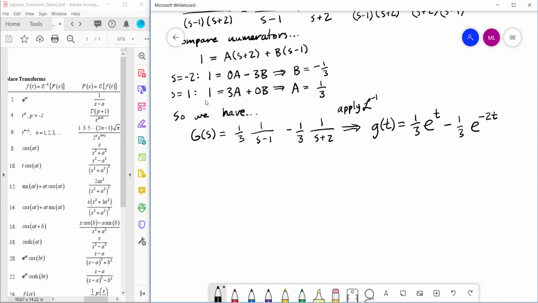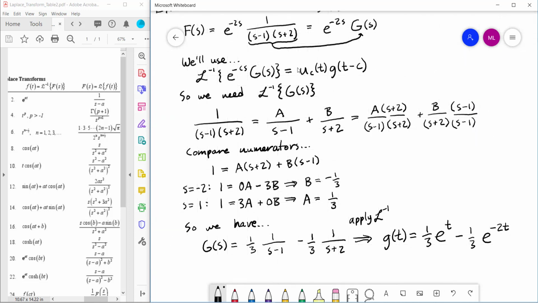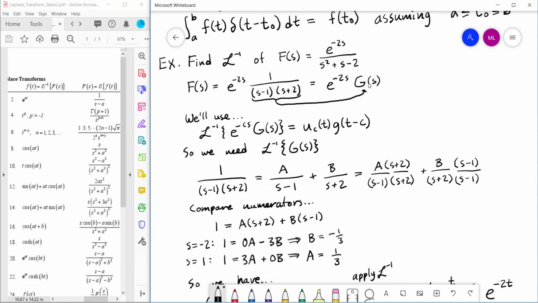So we'd get e to the -2t. So there's what our g of t looks like. But remember, that's not our answer. Our answer is going to be this, because we have something that doesn't just look like the inverse transform of g of s, it's the inverse transform of this e to the -2s times g of s.